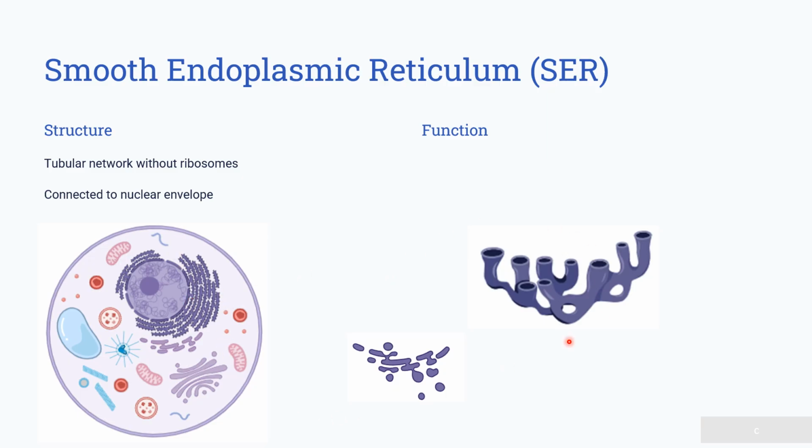What is the function of the smooth endoplasmic reticulum? The main function is to synthesize steroids as well as lipids. Since steroids and lipids are most synthesized in the testes as well as in the adrenal glands, it is prominent in the testes and adrenals. Testosterone is a steroid, isn't it? All the hormones produced by the adrenals are lipids. Therefore, the smooth endoplasmic reticulum is prominent in the testes and in the adrenal glands.